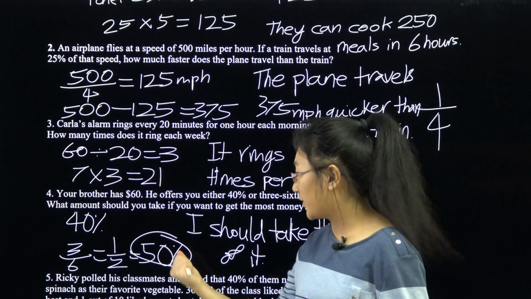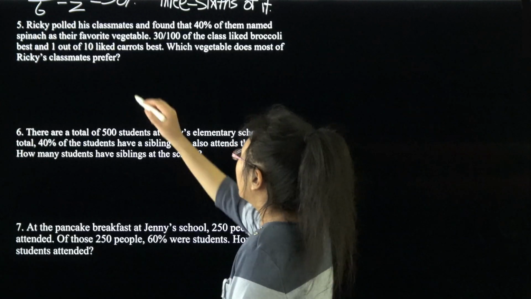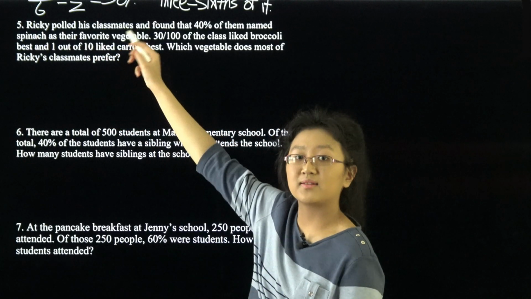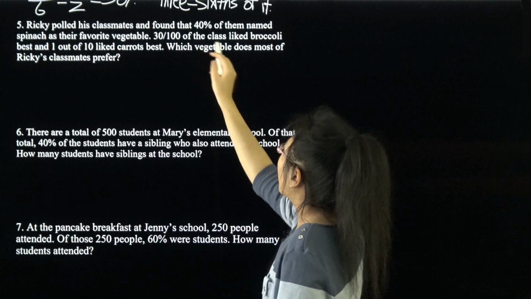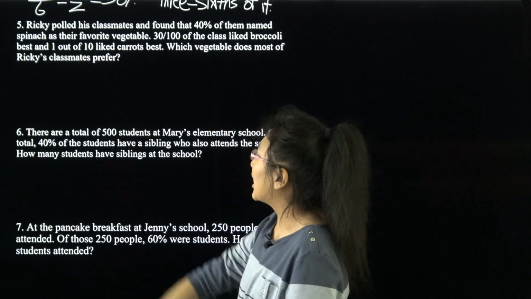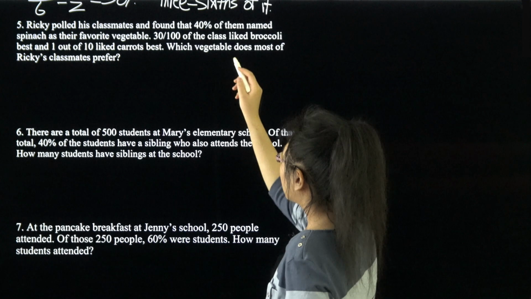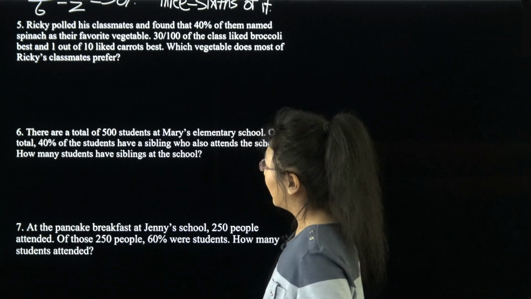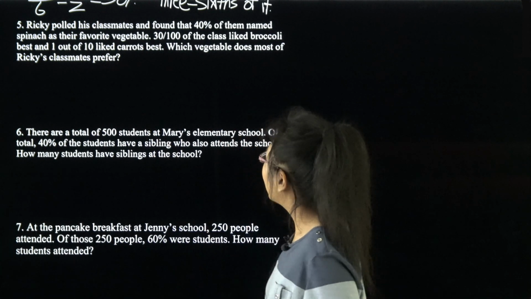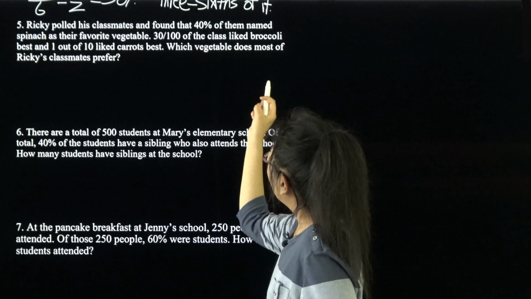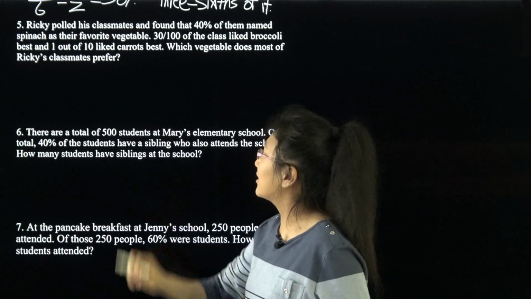Done. Now we move on to question number 5. Ricky polled his classmates, poll means survey, and found that 40% of them named spinach as their favorite vegetable. 30 out of 100 of the class liked broccoli best, and 1 out of 10 liked carrots. Which vegetable does most of Ricky's classmates prefer?